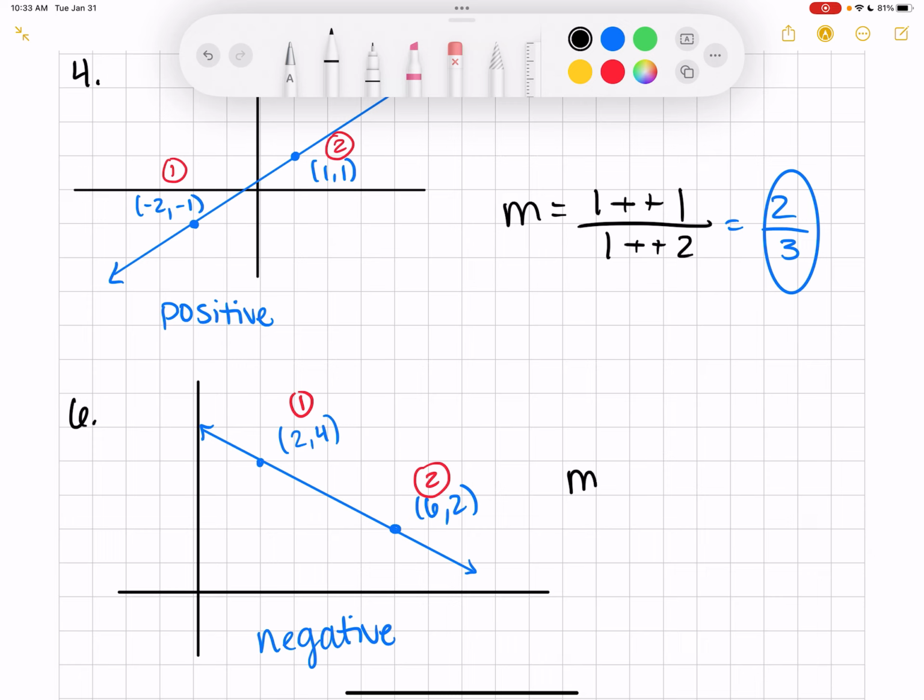So my slope is equal to y2, so it's going to be 2, minus y1, which is 4, divided by x2, which is 6, minus x1, which is 2. So 2 minus 4 is negative 2. 6 minus 2 is 4. And if it can be reduced, we always want to reduce. So that's going to keep the negative sign, and that's going to reduce to 1/2.